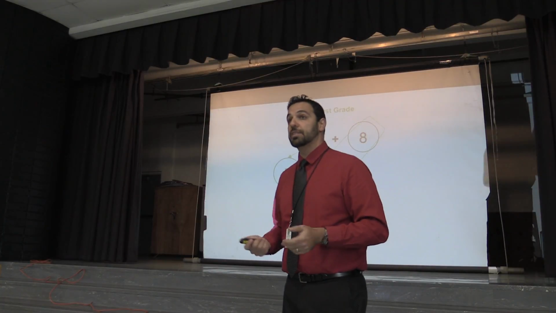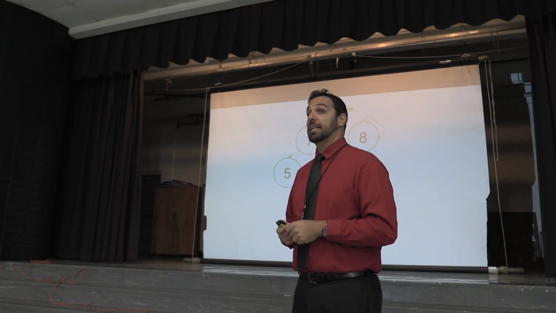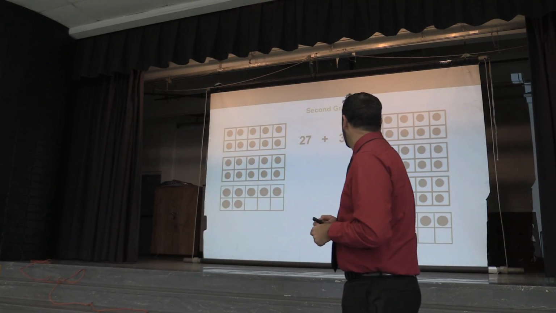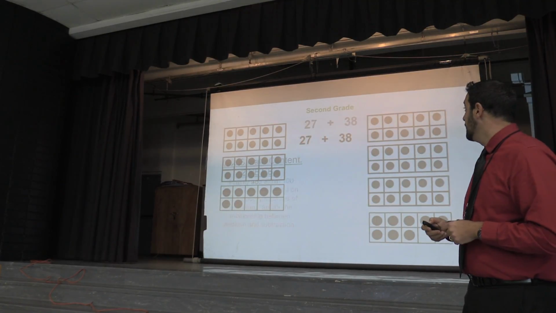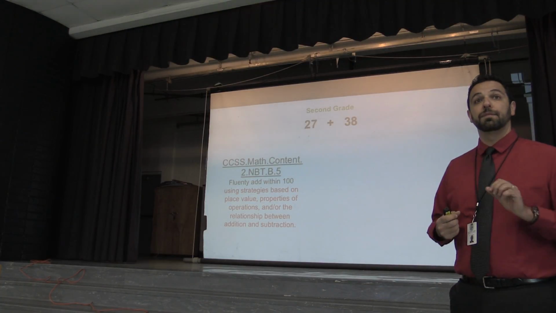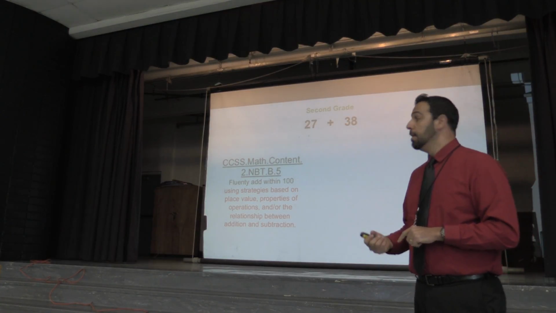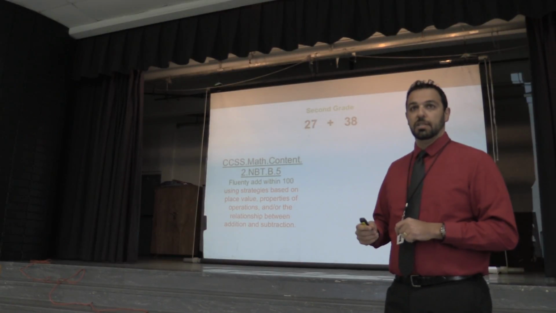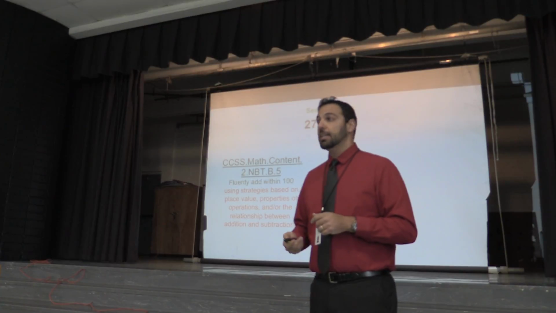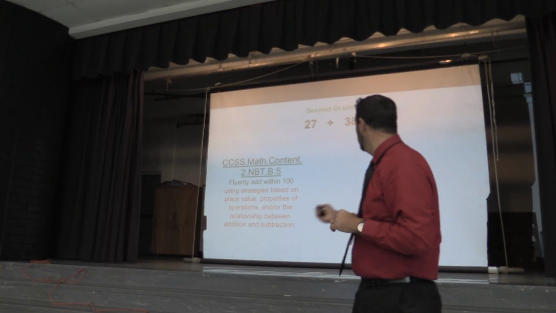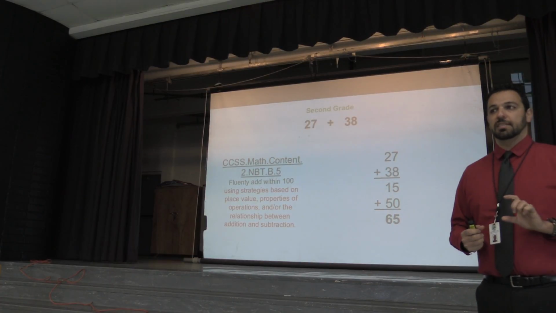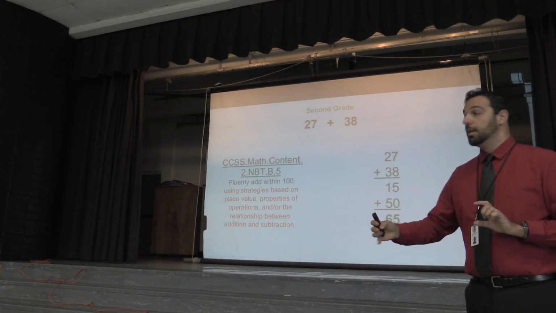Some kids use a doubling strategy. 7 plus 8 is the same thing as 7 and 7, plus 1 more. 14 and 1, 15. And so this one, here are the numbers, but here's the standard in 2nd grade. The standard still wants them to fluently add within 100, but based on strategies using place value. And so by the end of 2nd grade, that vertical format that we're used to is there, but we have one small change that we want the kids to see before they go to the algorithm.